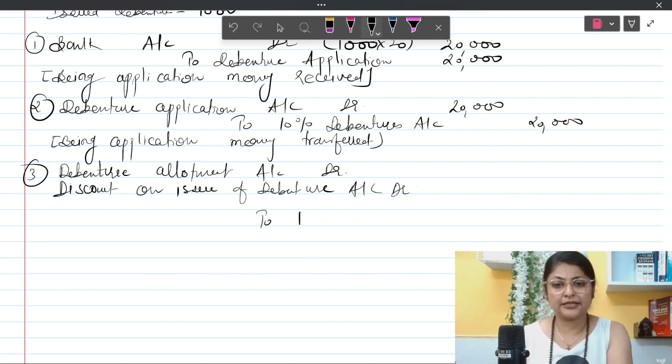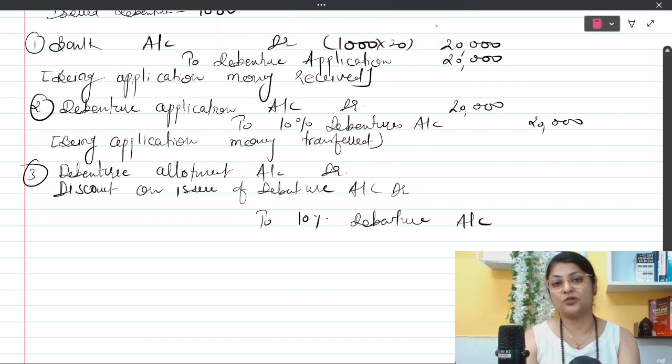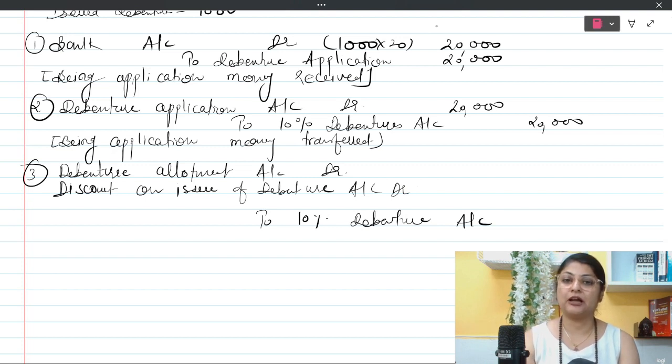To 10% debenture. Always remember that the debenture account is credited with the face value. So at the time of allotment, ideally the face value should have been 50 rupees, though we have given a discount and taken 10 rupees less from the debenture holder. So for that we will have to write an entry in a separate account. It cannot be adjusted through the debenture account only.